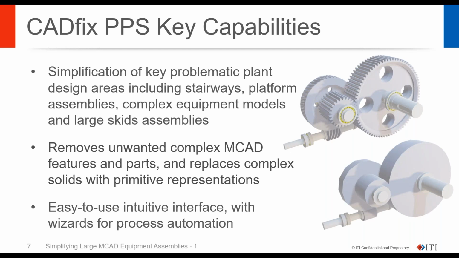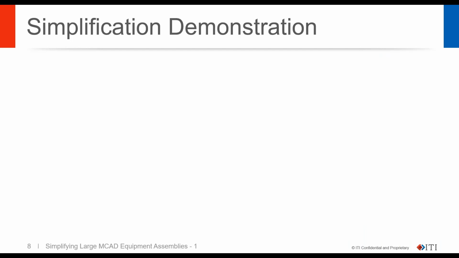So CADfix PPS's key capabilities. CADfix PPS has functions to simplify CAD equipment, structures like stowaways and platforms, and also skid assemblies. And it does this by removing a range of unwanted CAD features and parts, such as holes and internal features, and by converting complex solids into more rudimentary representations. So, for example, this model on the right here is a good example of cylindrical simplification. And it does all of this through an intuitive interface with wizards for process automation and batch processing, which is obviously the focus of today. So let's take a look at CADfix PPS in action.